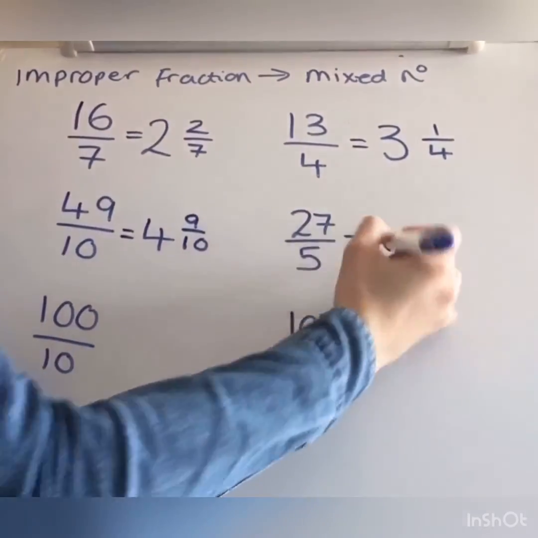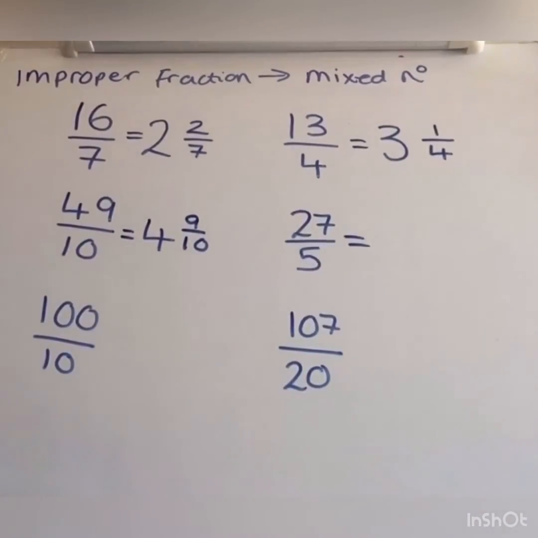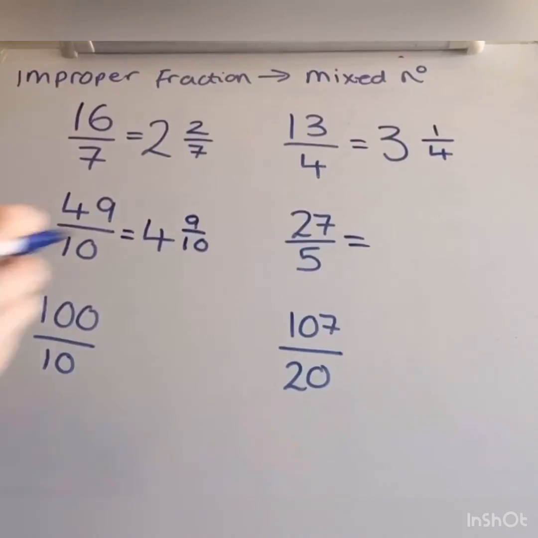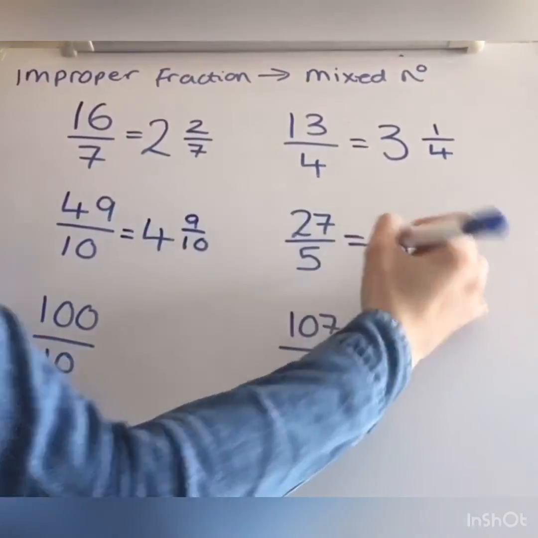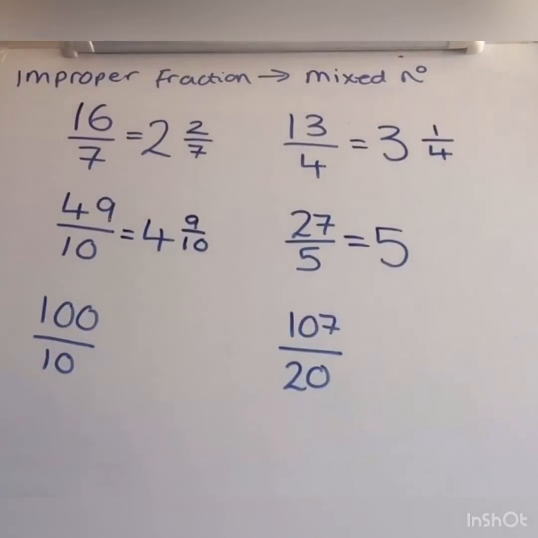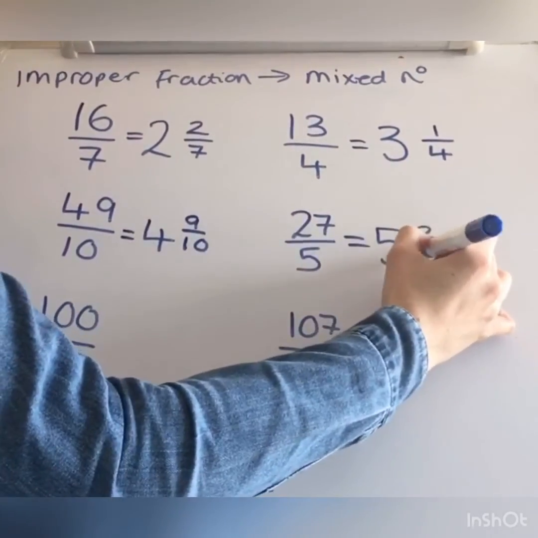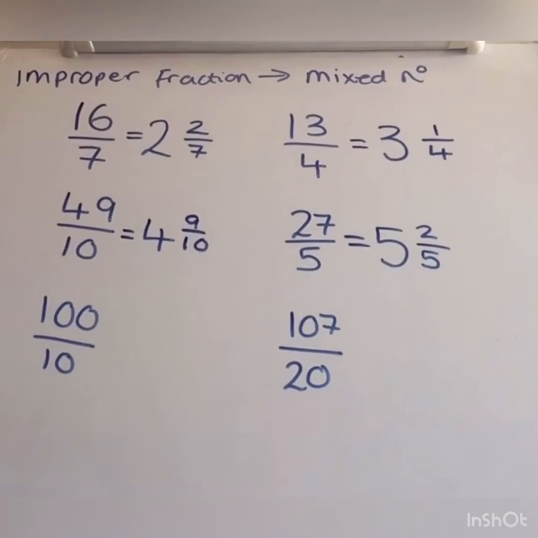This one here. How many 5s go into 27? 5, 10, 15, 20, 25. So it goes in 5 whole times. The remainder is 2. To get from 25 to 27 was 2. And it goes back over the same denominator, so 5 2/5.